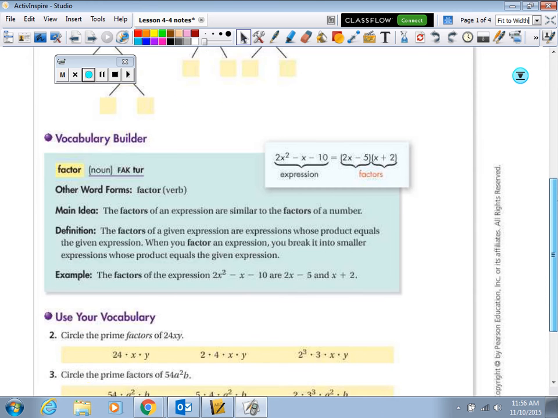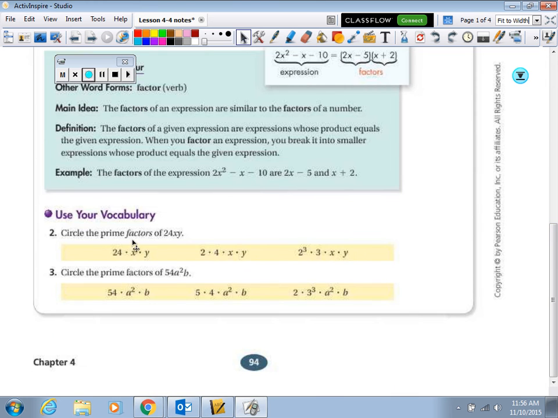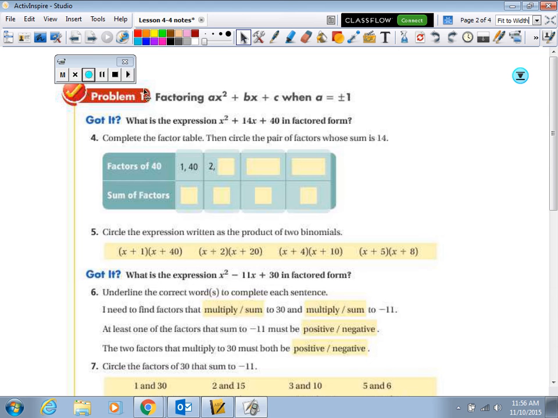The next thing they have you do here, and you can go through this on your own, is circle the prime factors of 24xy, and then circle the prime factors of 54a squared b. So again, something you can do on your own. So we're just going to go to the next part.